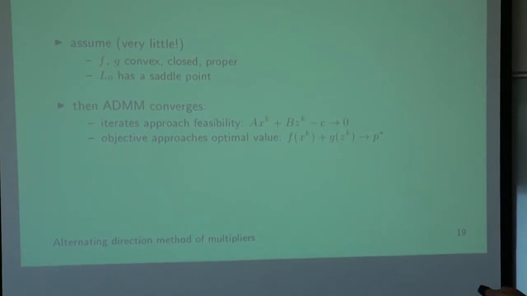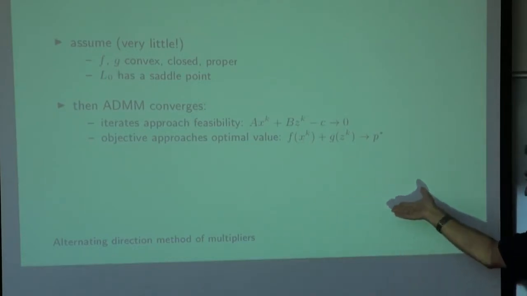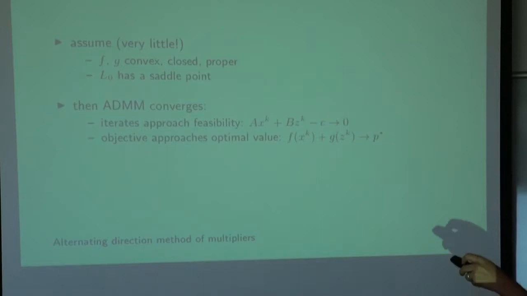It's this. You assume f and g are convex, closed, and proper, and there exists a solution. I mean, if there doesn't exist a solution, then there's nothing to do. Okay? So I can't think of anything less you could assume. You cannot assume less. What do you mean by proper? Proper means it's not always plus infinity.